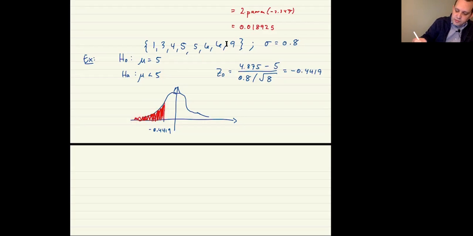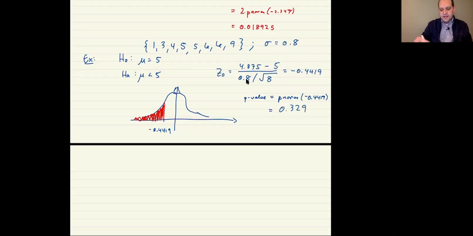And it turns out that the p-value for this data is going to be pnorm of negative 0.4419, which is the R code, and that turns out to give us 0.324. I'm sorry, 0.329. Okay, and that's how we would compute the p-value.